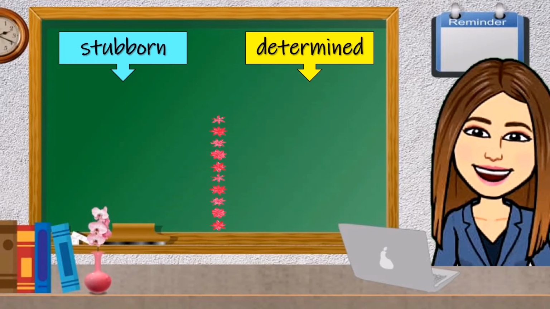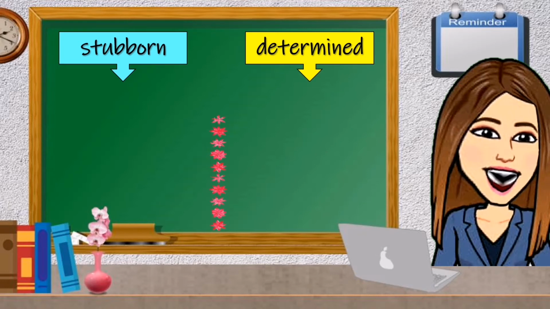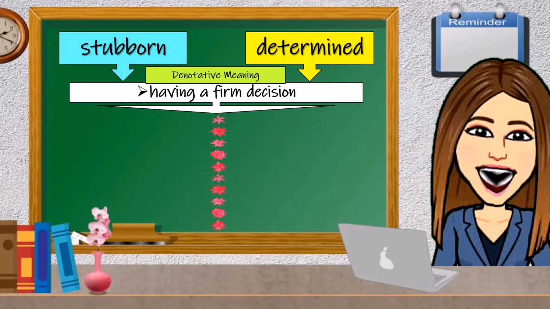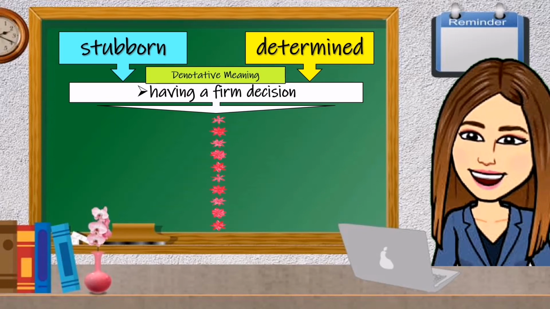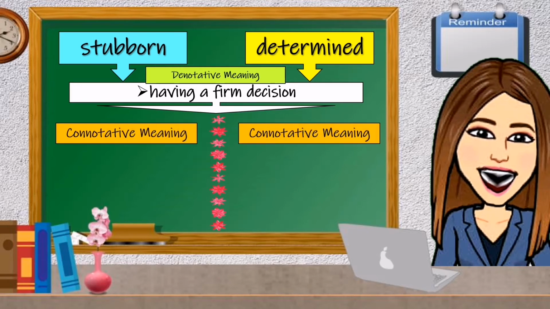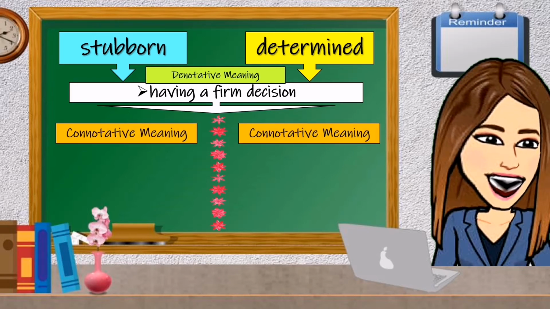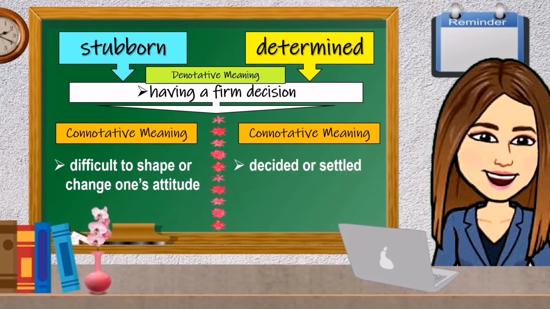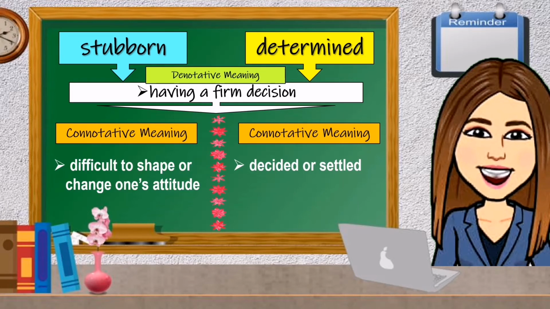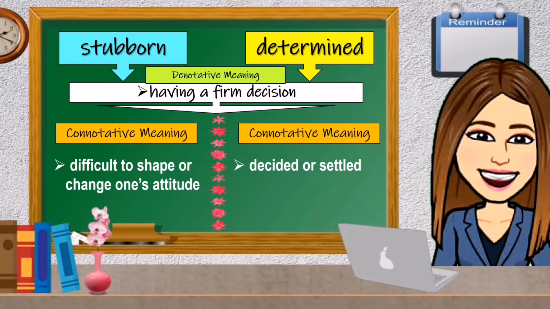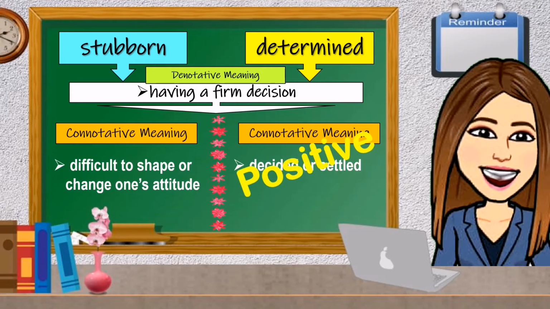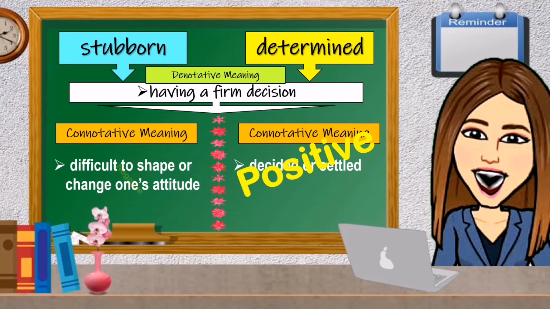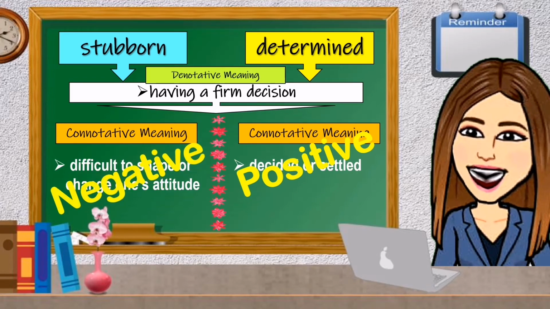Another example, stubborn and determined. Both mean having a firm decision. They have the same dictionary definition or denotative meaning, but they have different connotative meanings. Stubborn means difficult to shape or change one's attitude, while determined means decided or settled. Which one has a more positive connotation and which has a more negative connotation? The answer is determined is more positive while stubborn has a more negative connotation.